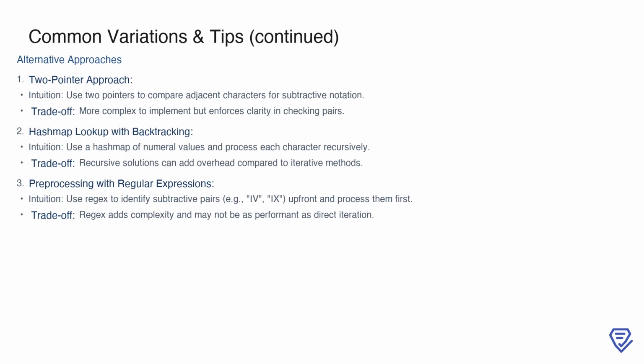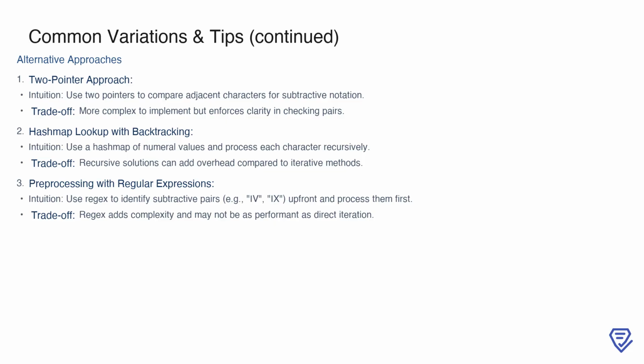There are also alternative approaches you can use to tackle this problem. One option is the two-pointer technique, where you compare adjacent characters to identify subtractive notation. While this approach can add clarity to how pairs are checked, it may increase the complexity of your implementation. Another method involves using a hash map for numeral lookups combined with backtracking. This allows you to process each character recursively, though recursive solutions can introduce additional overhead compared to iterative methods.